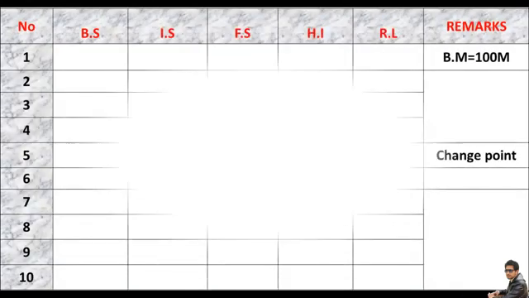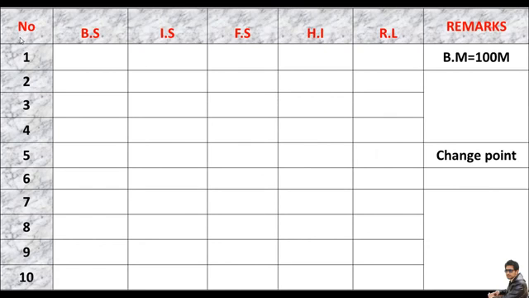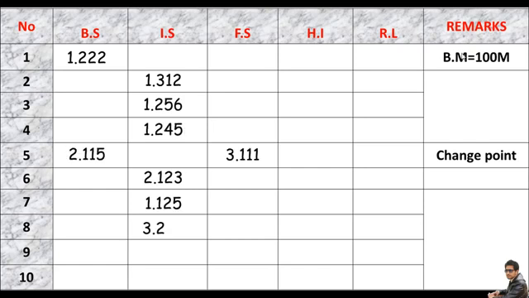Here I have a table like this one containing columns and rows. The columns represent the backsight, intersight, foresight, and of course the HI. That's why this table is known as the HI table. And of course the RL column and the remarks for details. I have the readings of backsight, intersight, and foresight, and we need the RL of all these points from 1 to 10.